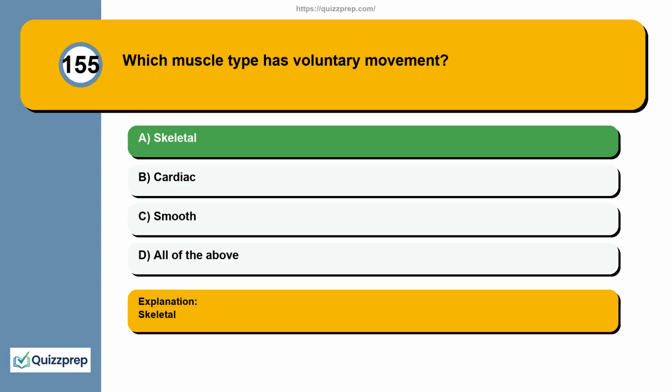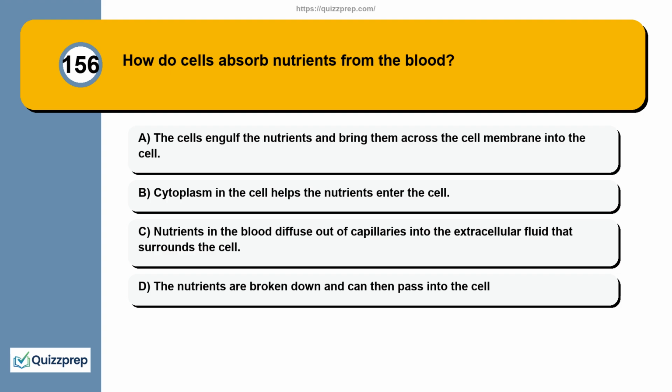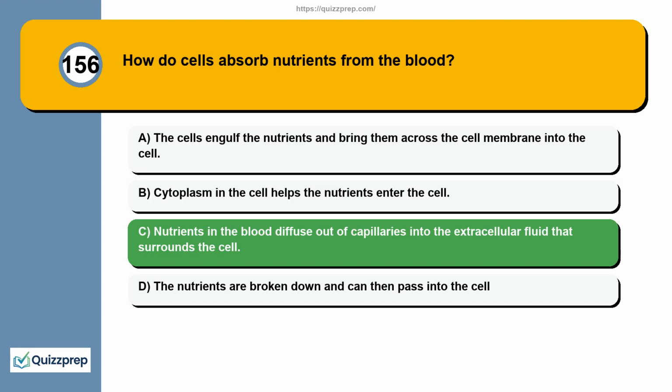Skeletal. Question 156. How do cells absorb nutrients from the blood? Option A. The cells engulf the nutrients and bring them across the cell membrane into the cell. Option B. Cytoplasm in the cell helps the nutrients enter the cell. Option C. Nutrients in the blood diffuse out of capillaries into the extracellular fluid that surrounds the cell. Option D. The nutrients are broken down and can then pass into the cell. The correct answer is option C. Nutrients in the blood diffuse out of capillaries into the extracellular fluid that surrounds the cell.